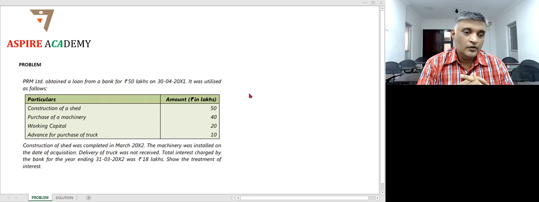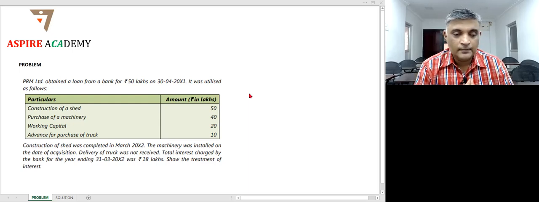Now, you have borrowed 50 lakhs from the bank, and then you are going to pay an interest of 18 lakhs. Now, the question is very simple. What is the treatment of interest? What part of interest needs to be capitalized, and what part of interest needs to be taken to the P&L account? Right? So the total interest paid is 18 lakhs. We need to capitalize one portion of it, and the other portion we need to take it to P&L account. How do we determine that?